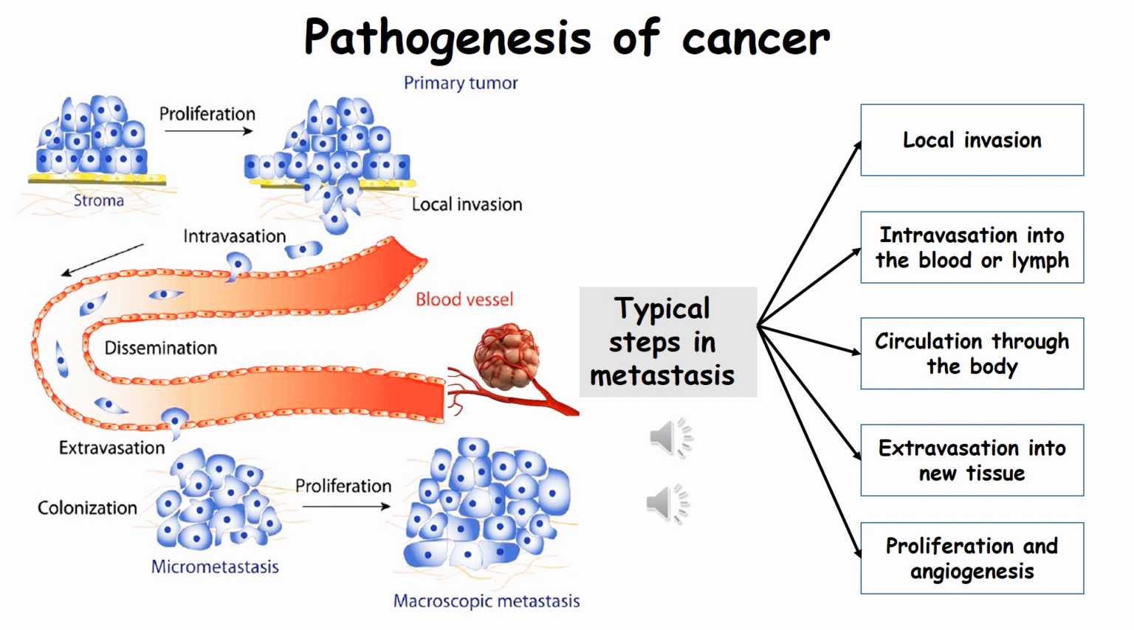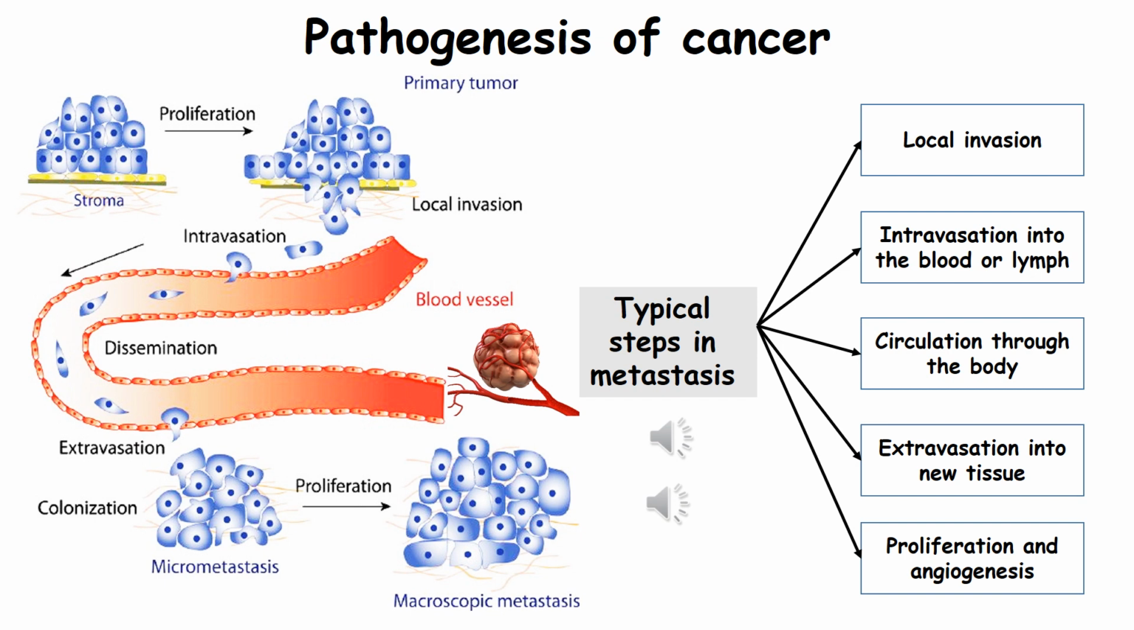So local invasion means the tumor cells expand into nearby environments, or you can say the tumor cells break away from the primary tumor and migrate to a new location or organ, thus establishing a new or secondary tumor. Then next, there is intravasation into the blood or lymph and circulation through the body. So intravasation of tumor cells, or movement of a tumor cell into circulation, occurs through entry into blood vessels or lymphatic vessels.